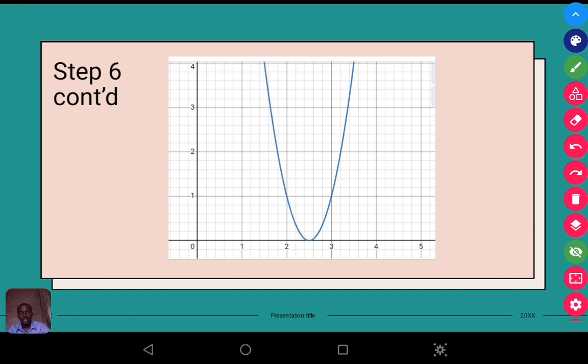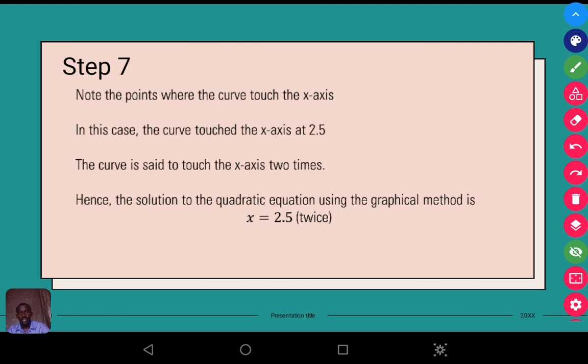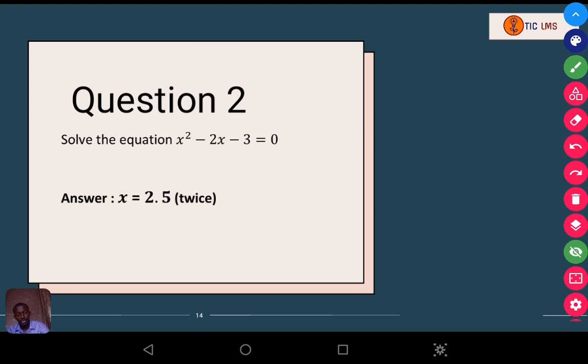So what does this mean? So note the point where the curve touched the x-axis. In this case, the curve touched the x-axis at 2.5. So it's more like saying that it touched it twice. That is, going down, it touched it once, and then it moved from that same point, goes up again. That's the second time. So hence, the solution to the quadratic equation using the graphical method is x equals 2.5 twice. So here we have it.